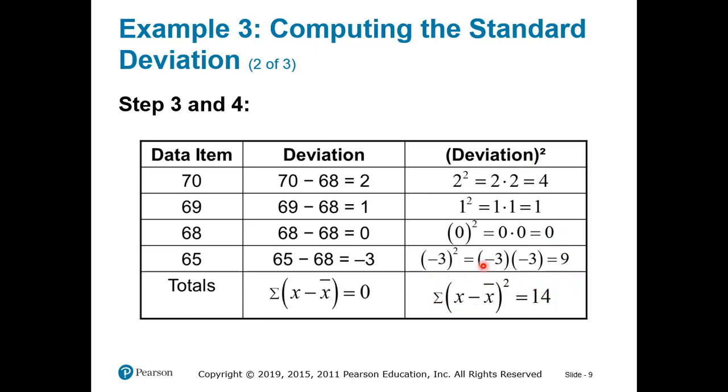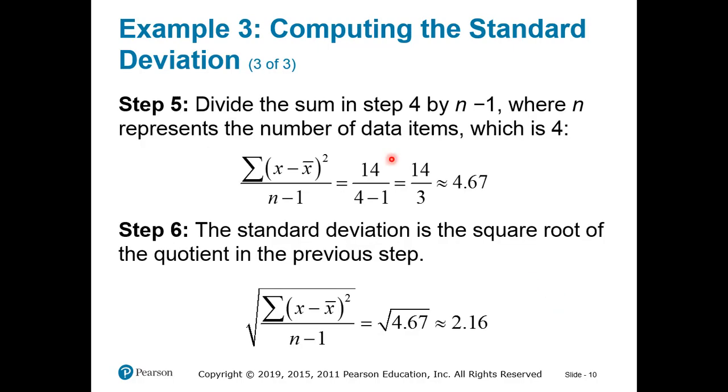And so now all you have to do is divide by what? The sample size. Well, what's the sample size? We've got 4 ages, so the sample size is 4. And so now you're going to divide by 4 minus 1, so the sample size minus 1 is 3. And so 14 divided by 3 is 4.67. Okay. Now we're going to take this number and take the square root of it, and that's going to be the standard deviation.